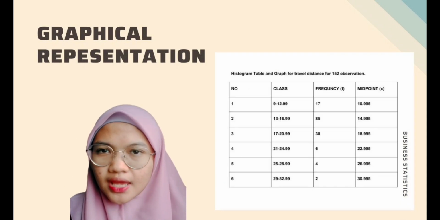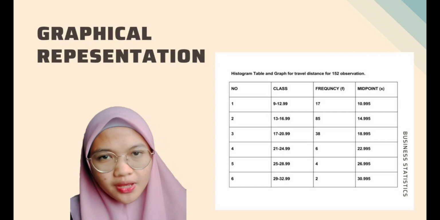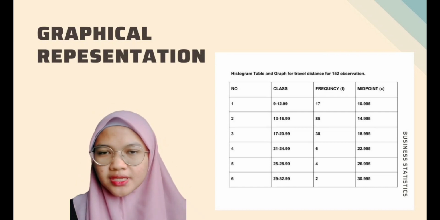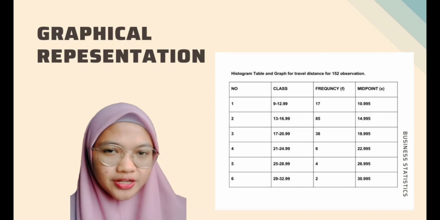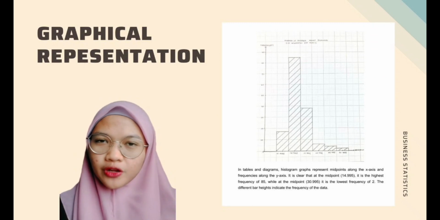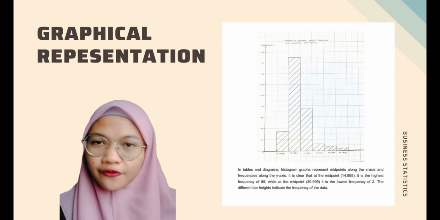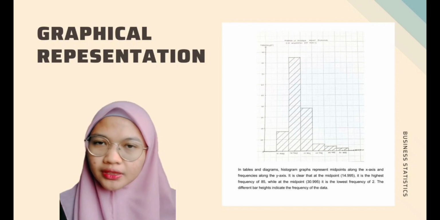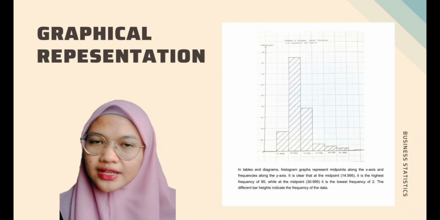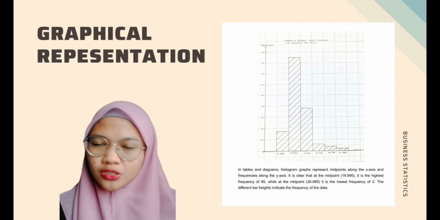Last but not least, the second graph is the histogram. Here is the histogram table. Also, we can see the highest frequency is 85. Let's see the graph. Based on the graph, it is clear that at midpoint 14.995 is the highest frequency of 85, while at midpoint 30.995 is the lowest frequency of 2. You can see the big difference between the two numbers.